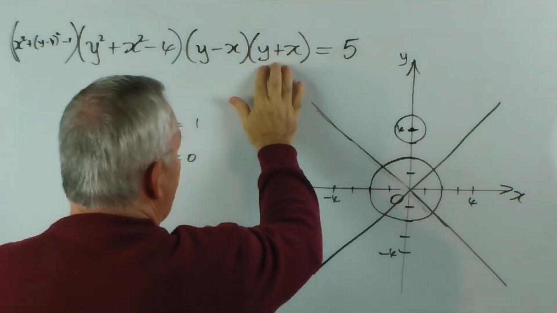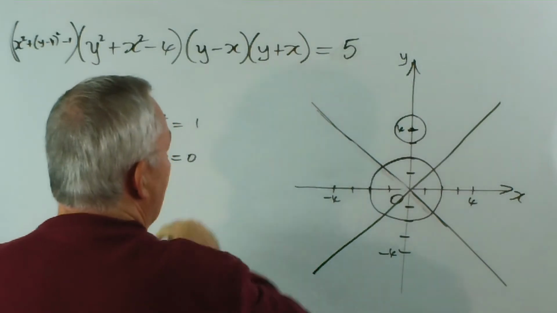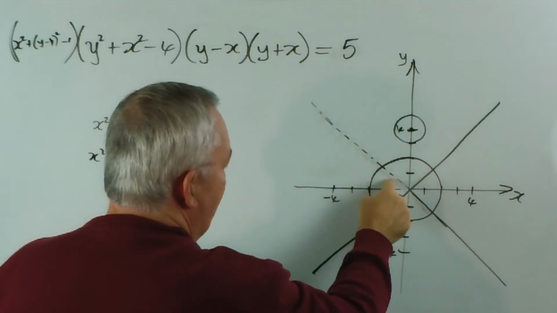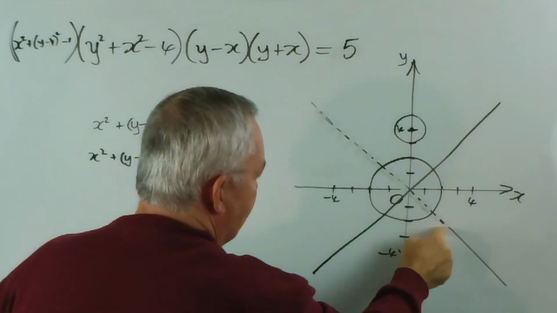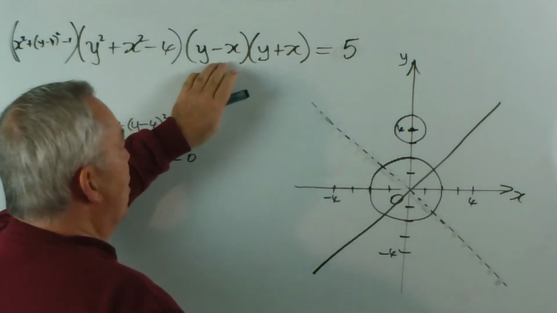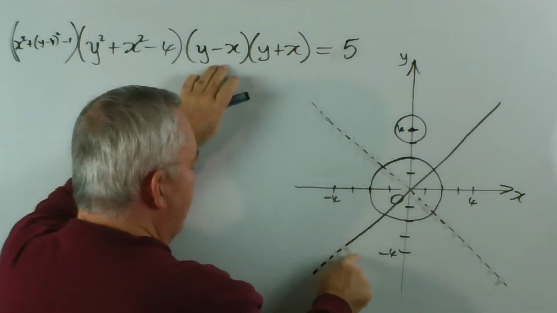If this cannot possibly be 0, then y can't be equal to minus x. One of the advantages of a whiteboard, I can now change that to a dashed line. This means that y can't equal x.